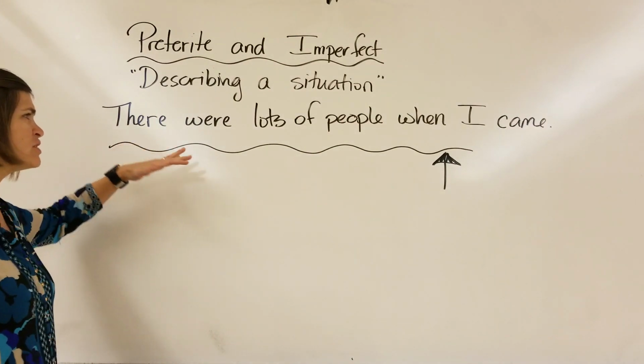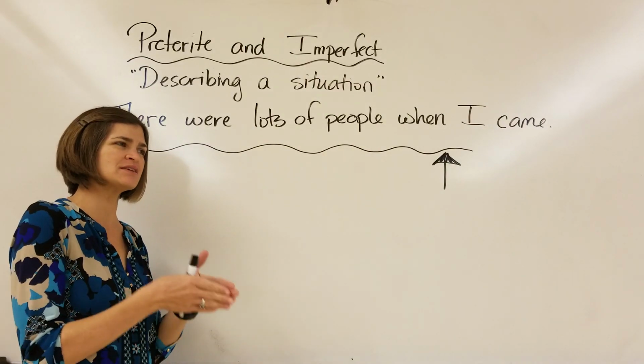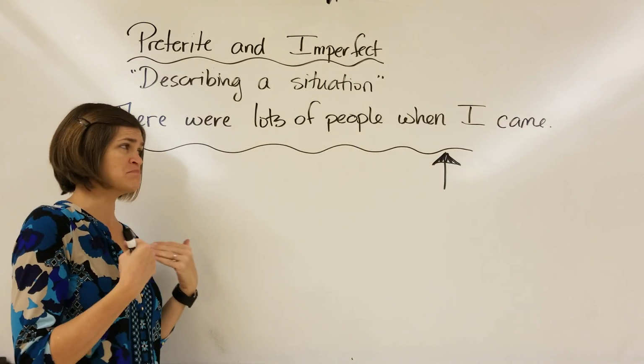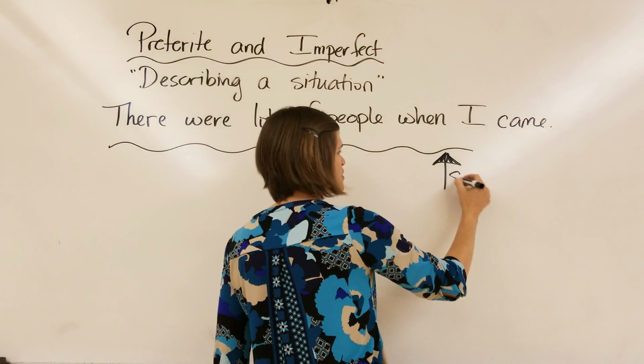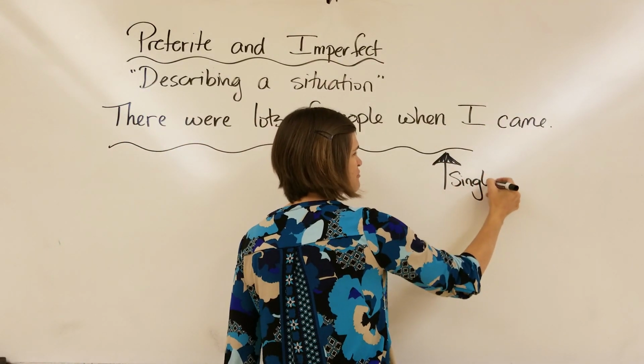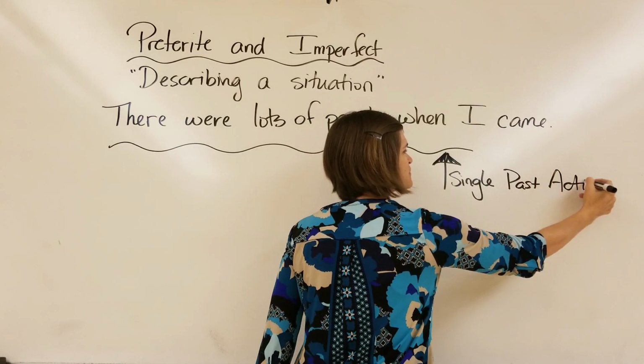The fact that there were lots of people there, that's just the situation. That's not a single past action. Me arriving at the party, that's a single past action. And remember, that's what we use to identify the preterite. It's a single past action.